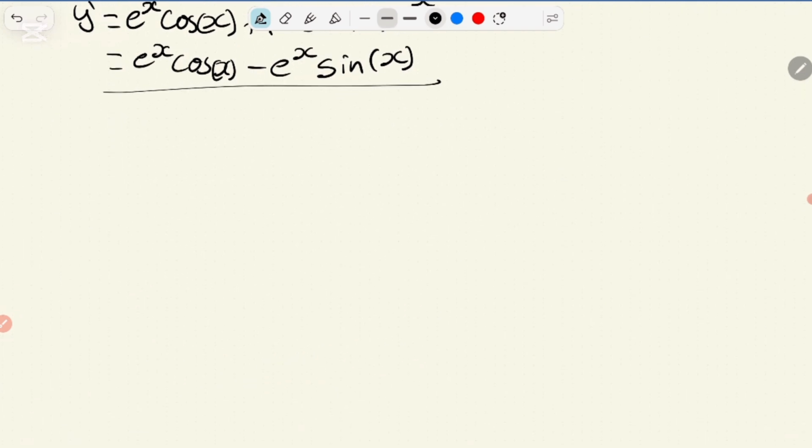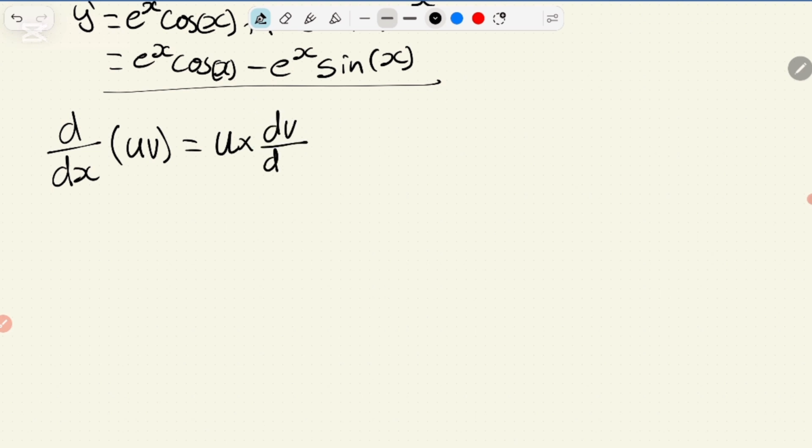We'll try one with Leibniz notation as well. So we'll write down the formula. So d on dx, that's our operator, saying take the derivative of uv, equals u multiplied by dv dx, the derivative of v with respect to x, plus v multiplied by the derivative of u with respect to x. Okay, now let's apply that to this function.